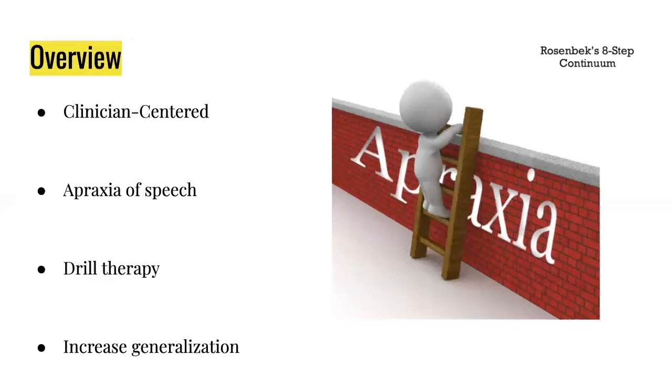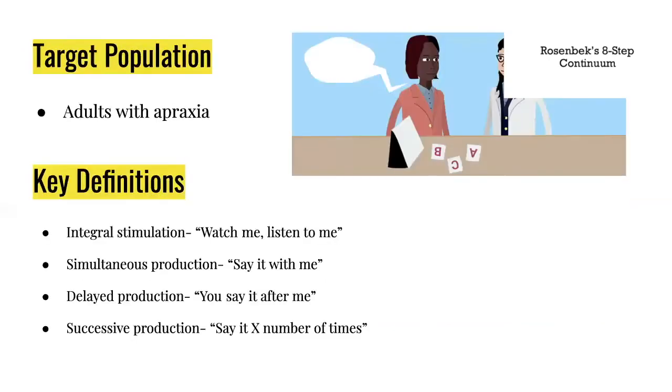This approach intends to increase generalization by the final step and encourages self-correction with high levels of success and little to no frustration or struggle from the client. Rosenbek recommends 80% correctness with 20 trials for each step. This therapy is used for adults with severe apraxia. Acquired apraxia of speech is due to neurological damage, which can include stroke, traumatic brain injuries, or neurological diseases. Variations for pediatric populations include integral stimulation therapy. The client must be able to follow auditory instructions and monitor their own production.